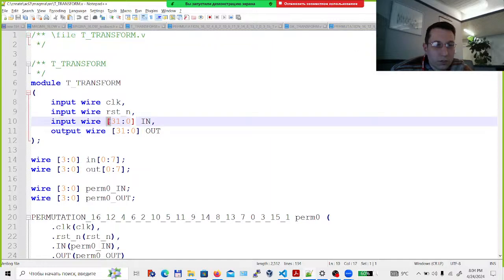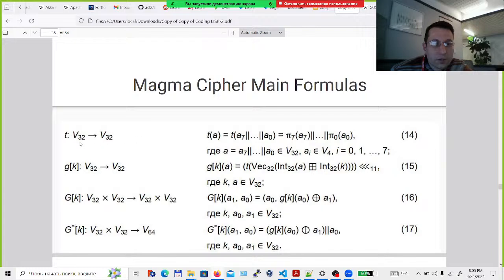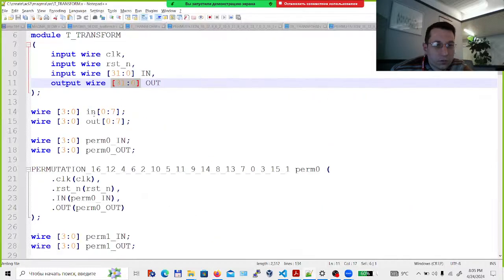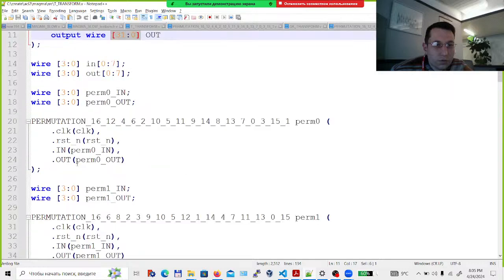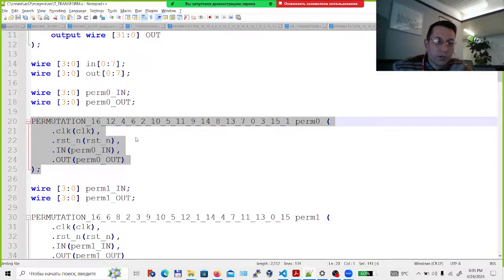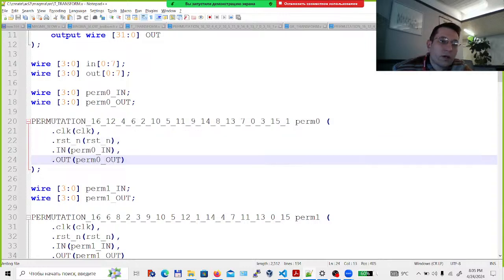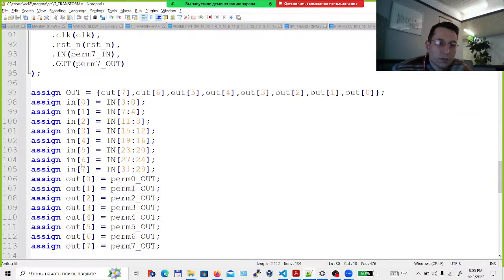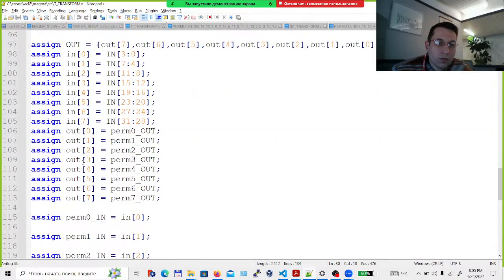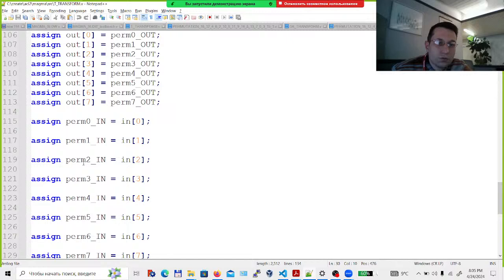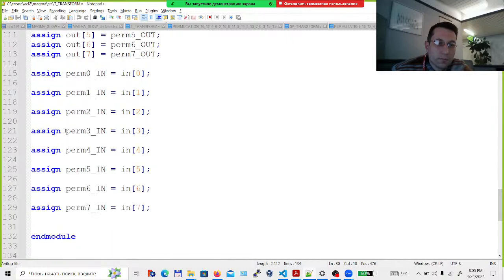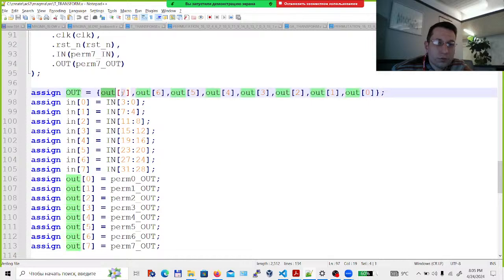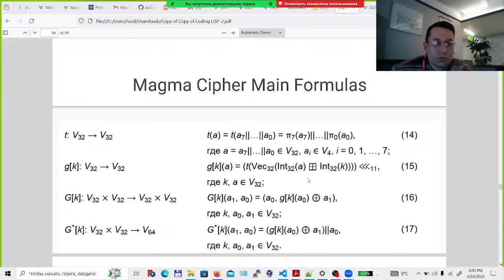So as you can see, we have the input wire and output wire, the same as defined in the standard. Then we make some connections between our models from the previous ones. We connect the wires from the previous models for permutations, first, second, third, etc. And then we calculate the concatenation using the assign notation. The output, this one. Now we are ready to implement this model.